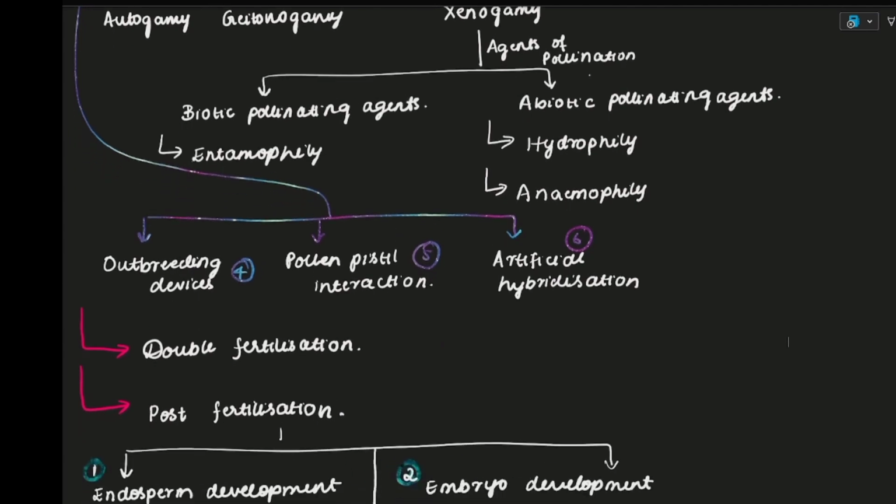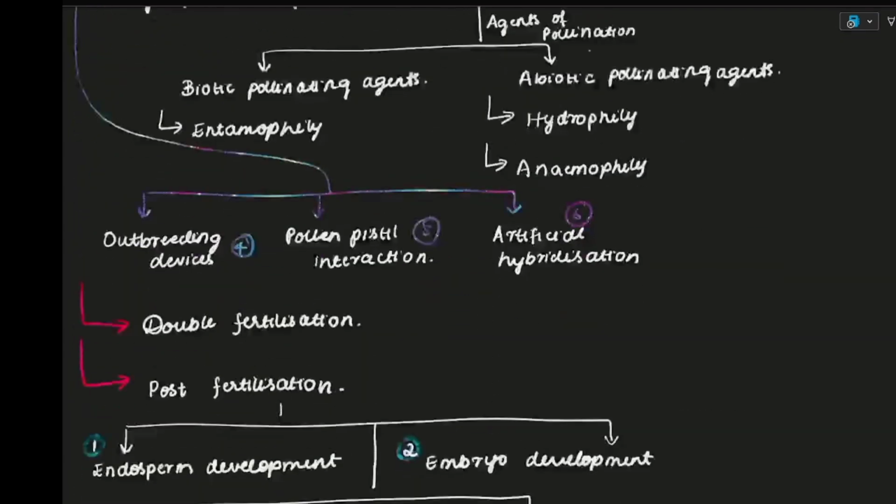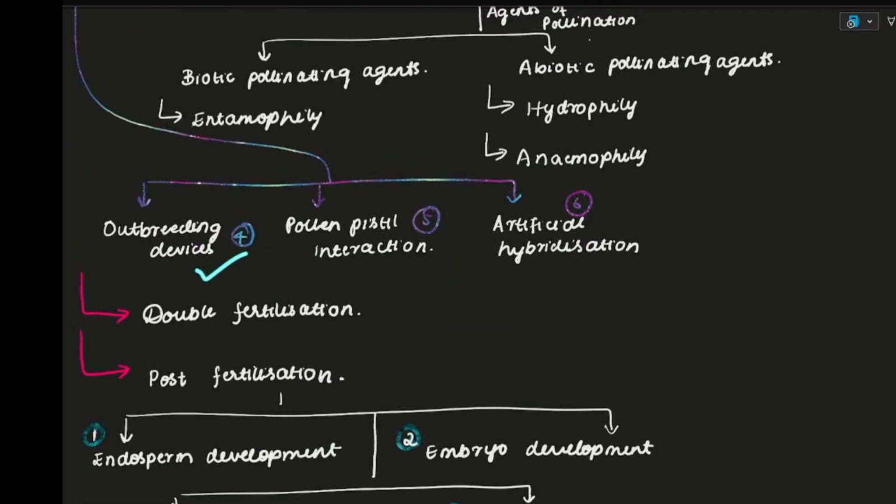hydrophily, which is water pollination, and anemophily, which is wind pollination. And then in the same part, that is pre-fertilization, we'll be learning about outbreeding devices, pollen-pistil interaction, as well as artificial hybridization.